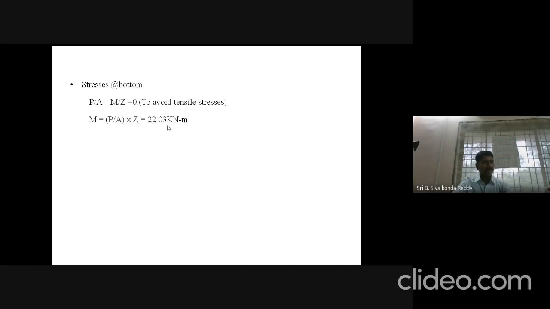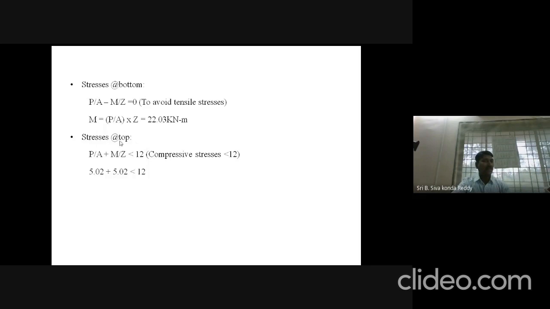4.59 into 10 power 6, in which case this comes to 22.03 as my bending moment. Now I'm supposed to check whether this bending moment is correct or not. How? As and when I start applying this bending moment on my cross section, on my beam, my compression stress should not surpass 12, which is given. Now let us check this.